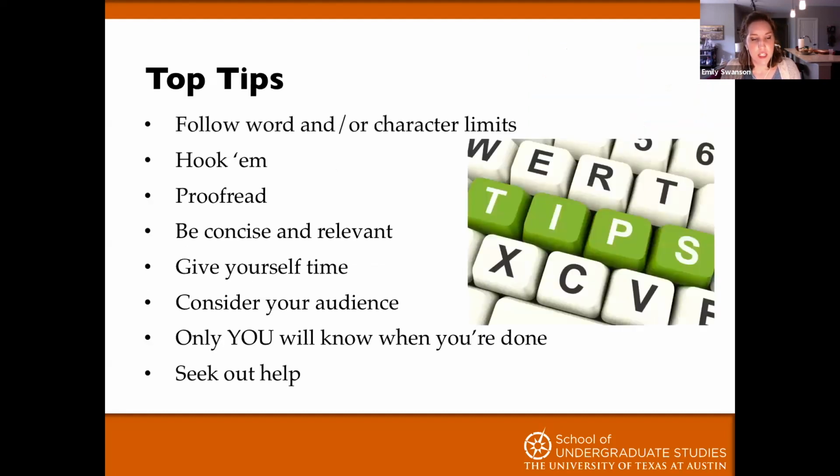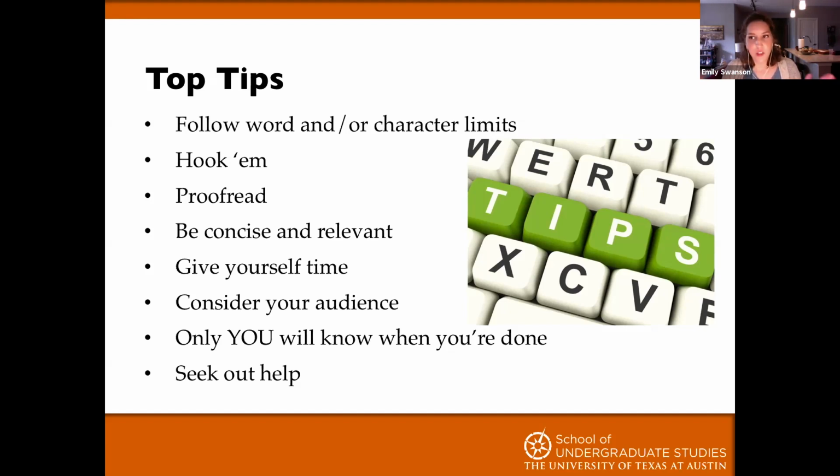So some top tips: follow those word or character limits. Make sure that you are looking at word and character limits. It's very, very important. And many of these are actually sort of boxes that you fill out. So you might copy and paste and put it inside a box to send off as your application. And you want to check and make sure all of the letters, all of the words got in there in that box. So make sure you do that whenever you're turning that in.